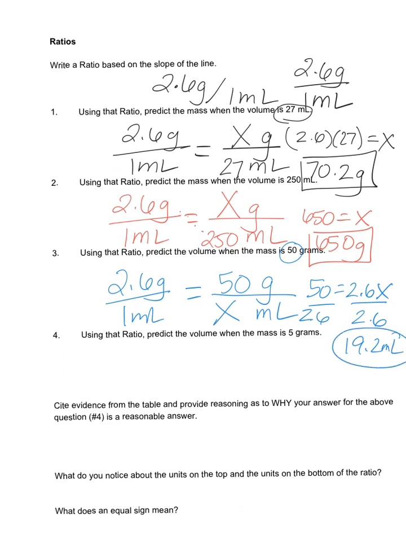So again, I cross multiply. So 50 times 1 is 50. 2.6 times x is 2.6x. Solve for x, and I get 50 divided by 2.6, or 19.2 milliliters.